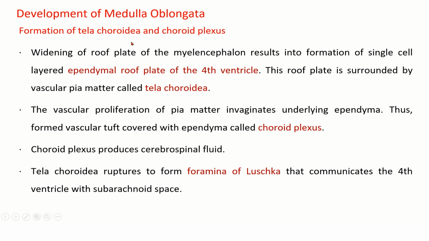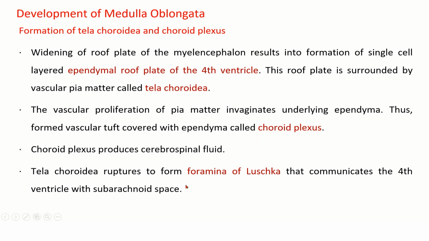Then the formation of the tela choroidea and choroid plexus. The widening of the roof plate of the myelencephalon results in formation of the single cell layered ependymal roof plate of the fourth ventricle. This roof plate is surrounded by vascular pia mater called tela choroidea. The vascular proliferation of pia mater invaginates the underlying ependyma. Thus the vascular tuft covered with ependyma is called choroid plexus. Choroid plexus produces cerebrospinal fluid.